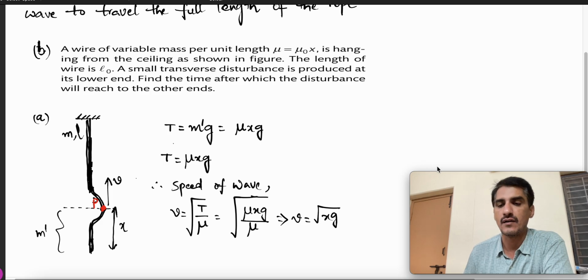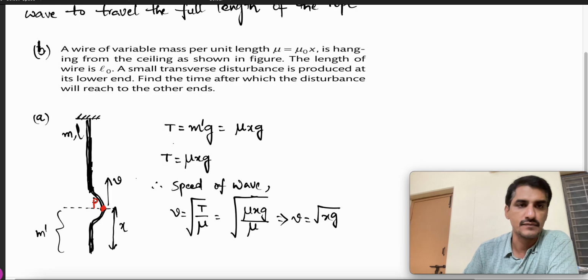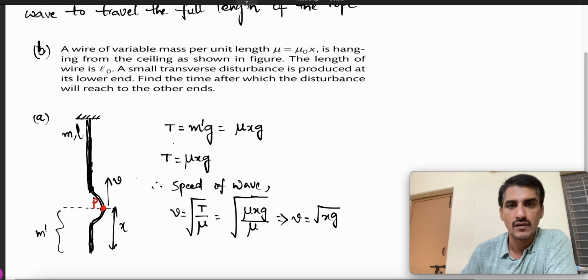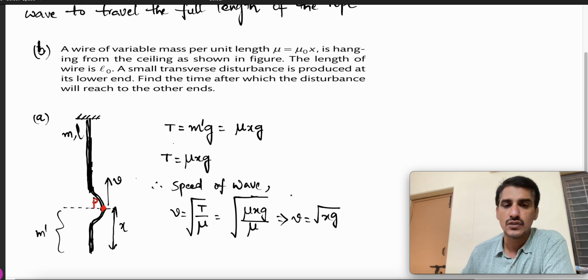Initially in other chapters we may consider the linear mass density as lambda, but here it is not like that. Lambda might be confused with wavelength, right? That's why I am taking mu instead of lambda. So now we have got the velocity value: v is equal to root of gx.